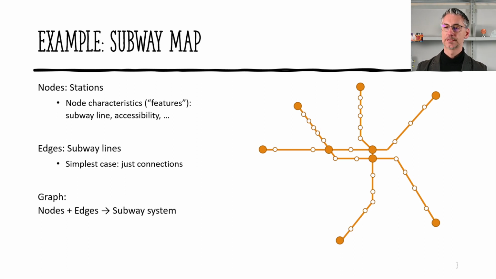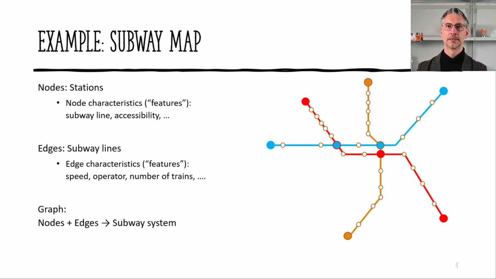Now let's take a more concrete example, a subway map. Here our nodes would be the stations, and of course each station has certain characteristics or features. For example, we may want to record which subway line stops there, or the accessibility, or how many people can use the station at a given time, and so on. And then these stations are connected with the subway lines. So these are the edges. In the simplest case, we just have connections. Our graph is then a combination of the stations, the nodes, and the lines, the edges, and that makes up our subway system.